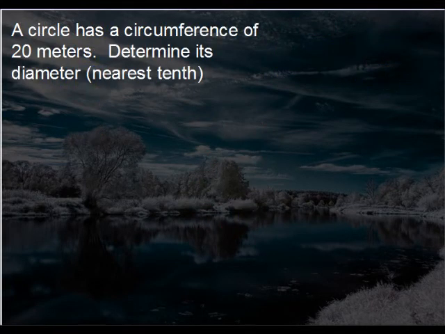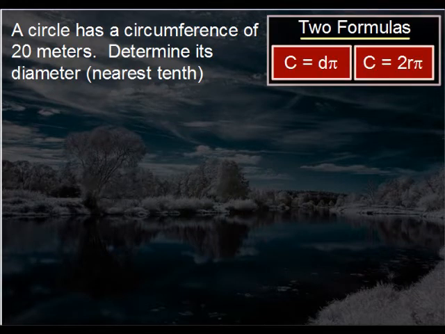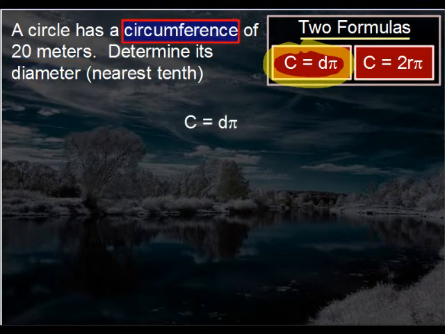Let's do another one like that. Here you have a circle with a circumference of 20 meters. Determine its diameter. Now in this particular case, we're talking diameter here. Therefore, we'll use the first formula. In this particular problem, you are given the circumference. You're told that it is 20 meters. Therefore, we're going to plug 20 in for C again.